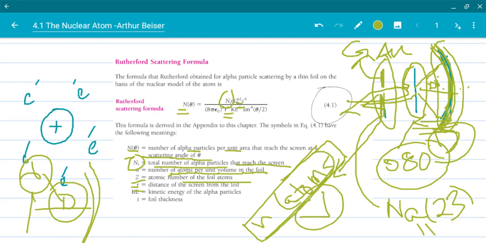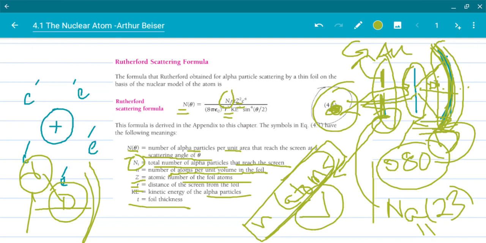And then finally you have Ke, which is the kinetic energy of your alpha particles, which were being accelerated from a given radioactive source. You can easily determine that. And then T is the foil thickness, the thickness of your foil. If you're using gold foil, what was its thickness, and vice versa, right? So this is it for the Rutherford scattering formula.